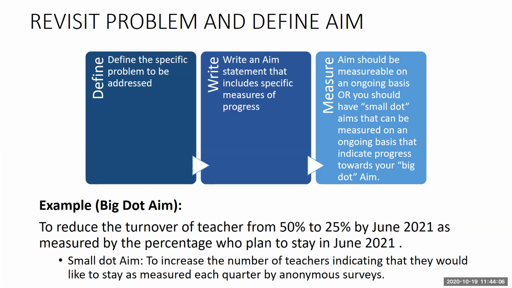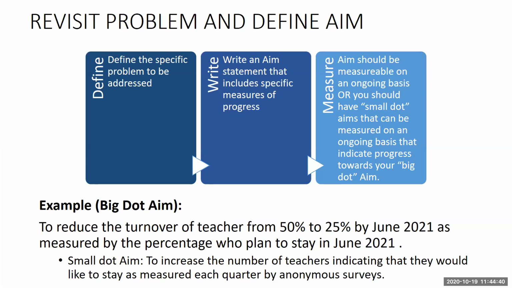And you really want to think about measurement. How are you going to know on an ongoing basis if you're moving towards this aim? And this is where it's often referred to as the small dot or big dot aim. So an example at the bottom there is that your aim for your improvement project might be to reduce the turnover of teachers from 50% to 25% by June 2021, as measured by the percentage who indicate that they're planning to stay in June 2021. That you can't measure till the end of the year.